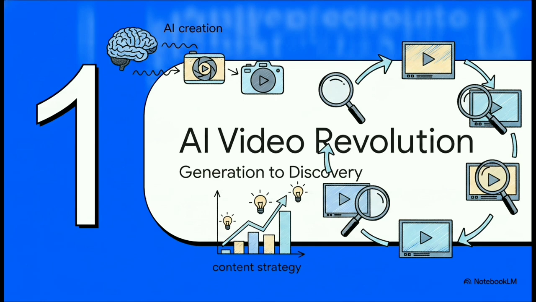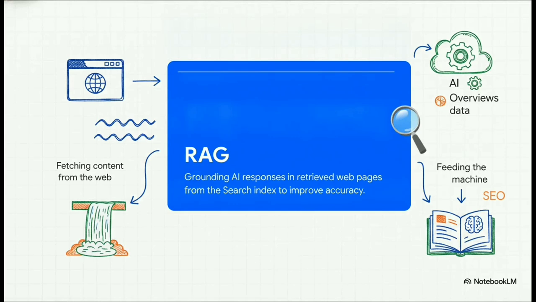Let's start with Section 1, the AI video revolution, from generation to discovery. Understanding the really intimate relationship between AI creation and AI search is absolutely essential right now. You can't just create in a vacuum anymore. You have to create with discovery in mind.